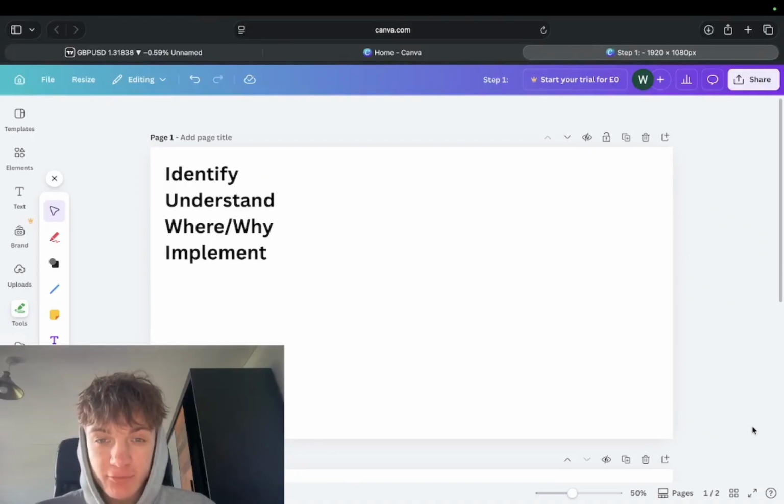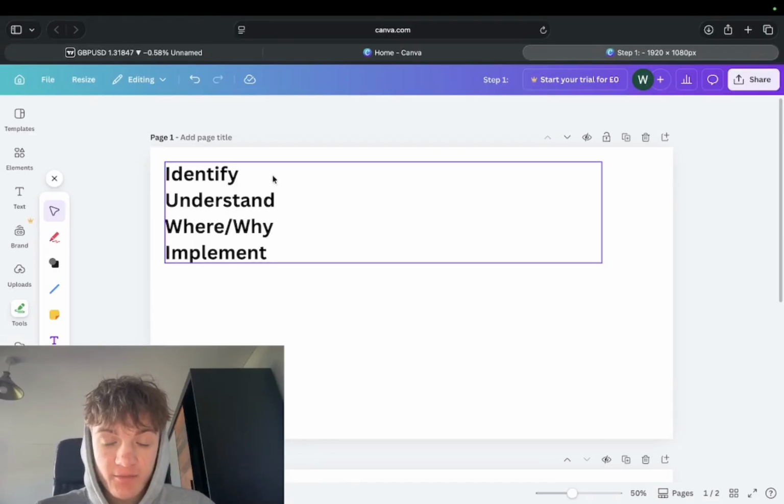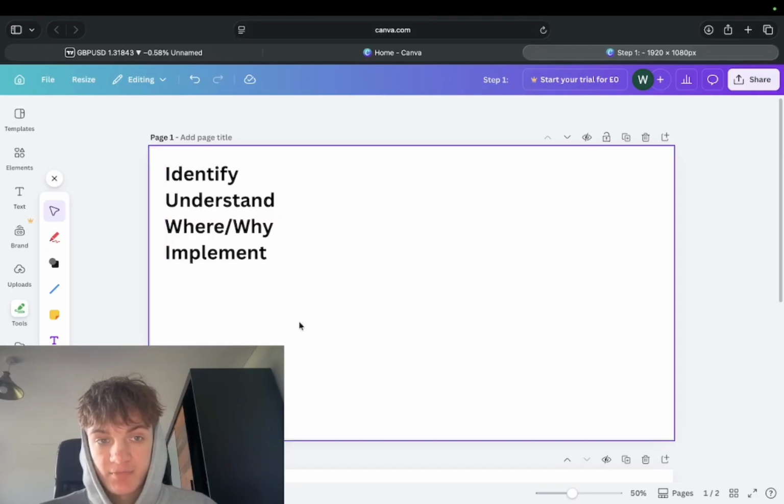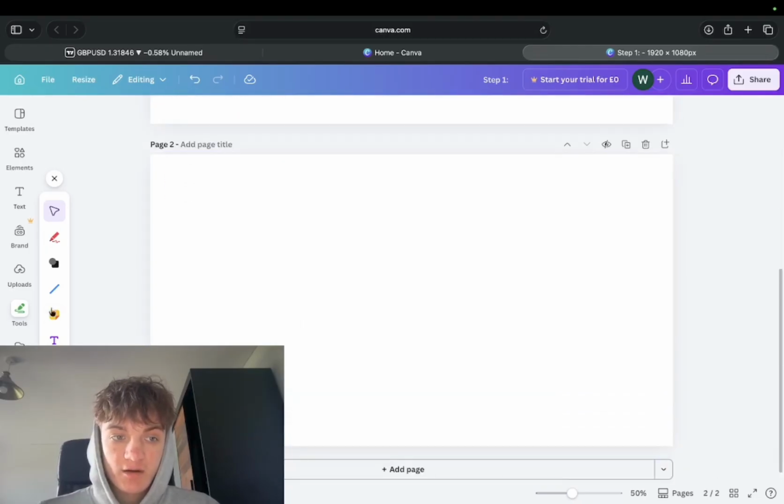Firstly, before I actually tell you what they are, you need to understand that the first thing is to identify them, which I'm going to get into now. Then, once we can identify them, we need to understand them, to know where and why they show up in the market. And once we understand all of that, we can finally implement them into our own trading. So, what actually are they?